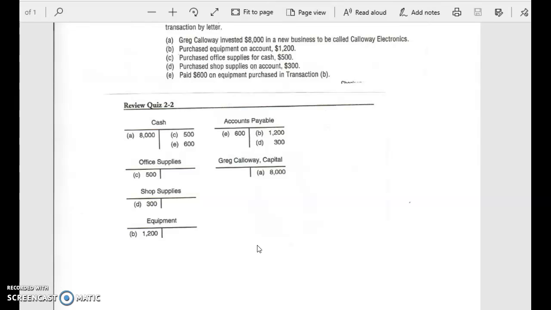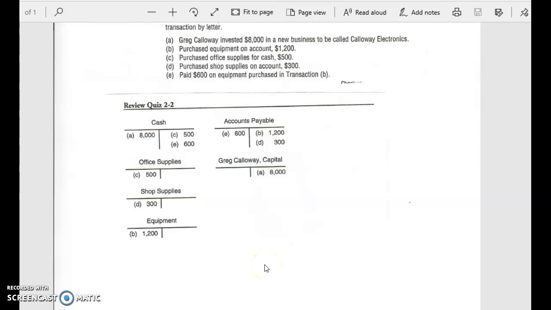A couple things you need to keep in mind when you are doing transactions, recording them on T accounts. Make sure that you are identifying them by the number or letter of the transaction, and make sure that you're entering it on the proper side. Remember, for every debit you have a credit. So for example, here all of this is $8,000 and then you have an $8,000 credit. So make sure you have a debit and a credit for each transaction, and make sure each transaction is identified by its letter.